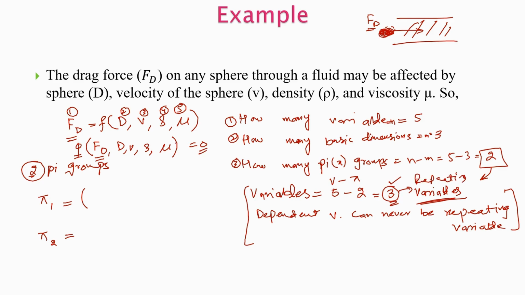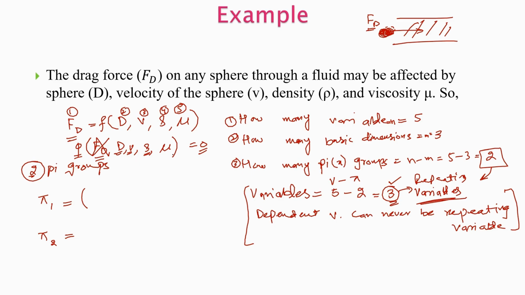So FD can never be a repeating variable. So erase this. We have diameter, this is the geometric property. We have velocity, this is the kinematic property. And we have rho, density of the material.